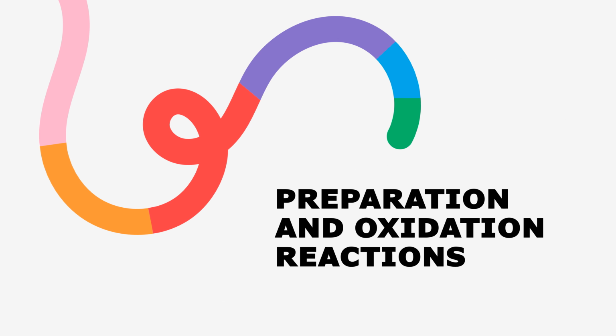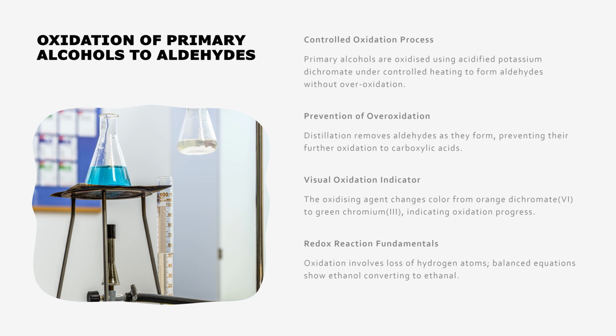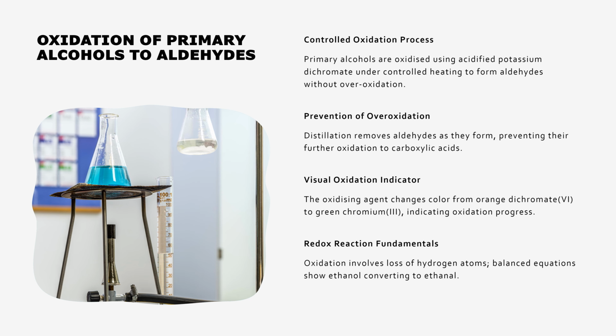Oxidation of primary alcohols to aldehydes, oxidation of secondary alcohols to ketones. Aldehydes are commonly prepared in the laboratory by the controlled oxidation of primary alcohols using acidified potassium dichromate(VI), K2Cr2O7/H2SO4. The key to forming an aldehyde rather than a carboxylic acid is careful control of reaction conditions. The alcohol is gently heated, and the aldehyde is distilled off as it forms. This prevents further oxidation to the corresponding carboxylic acid.